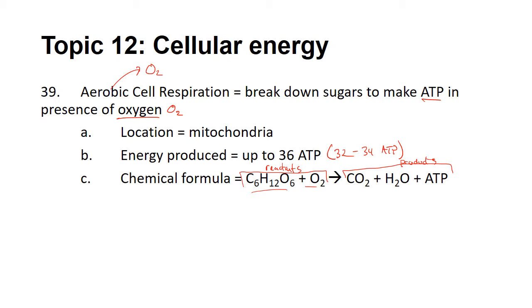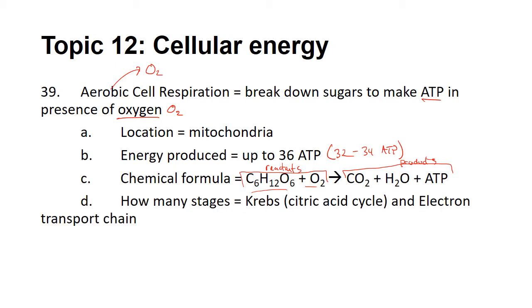Part D says, how many stages are there in cell respiration? I don't want to get too fancy on you, but there's only two stages. The Krebs cycle, which was mentioned earlier, is sometimes called the citric acid cycle, and then there's the electron transport chain. This is associated with some funny words like oxidative phosphorylation and chemiosmosis.